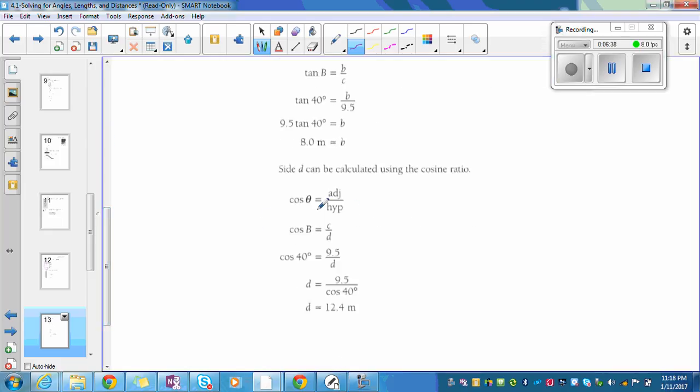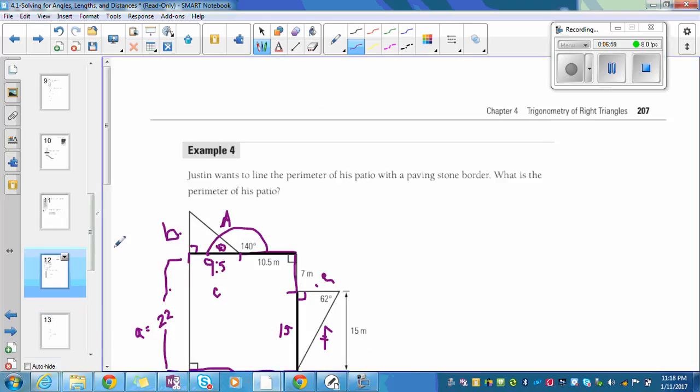So right here, cos is equal to adjacent over hypotenuse. So cos of 40 equals 9.5 over d. Put it over 1, cross multiply, we get cos of 40 times d equals 9.5. We divide by cos of 40, we get a length of 12.4. Okay, so that gives us this right here as 12.4.